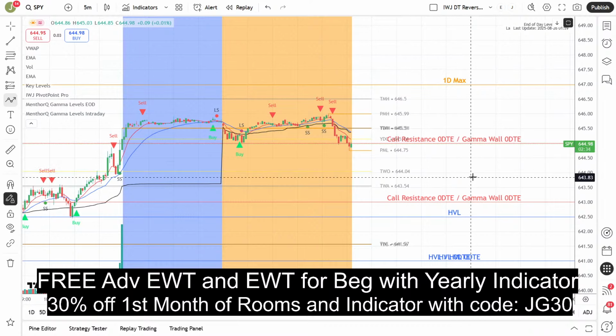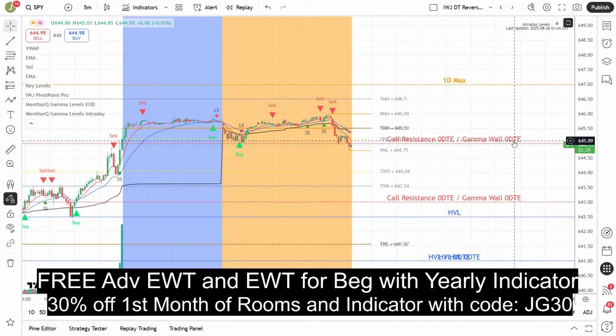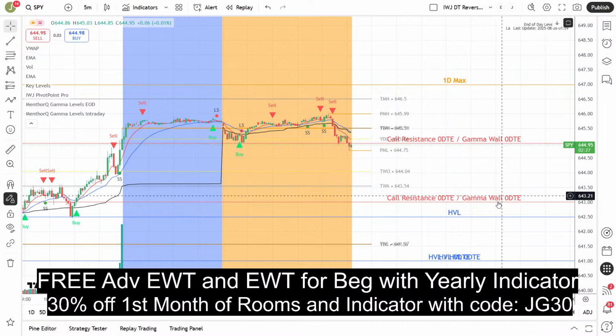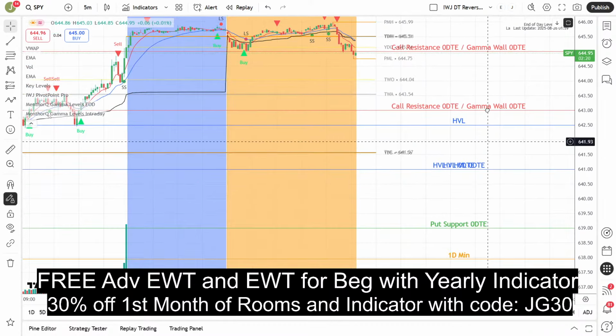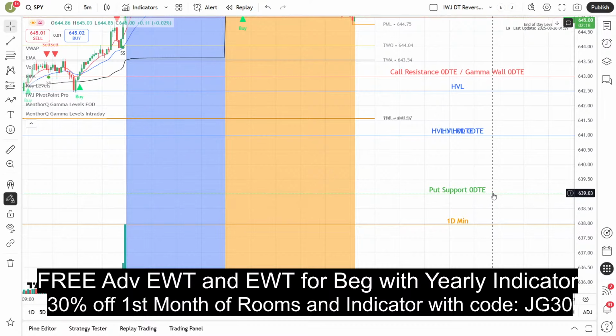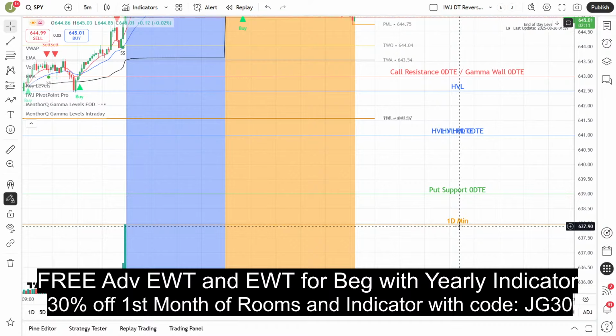And these levels are all very, very important. So you have a call wall here at 644, or I'm sorry, 645. You have one at 643. And then you have some high volume levels down here, and then much lower at 639 you have your put wall. This is the highest level of puts struck, and then your 1-day minimum, which will generally contain the down move. If they start to move down strongly today, 637.94, so basically 638, will generally contain the move.